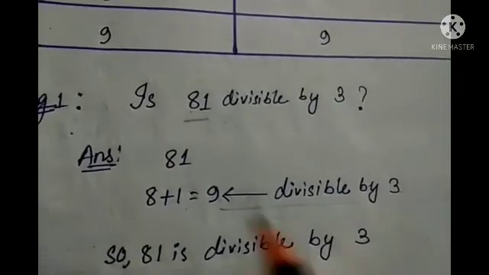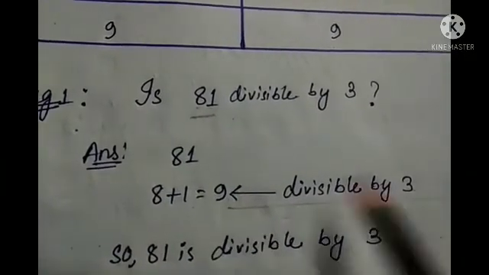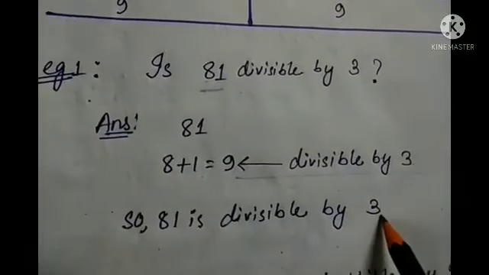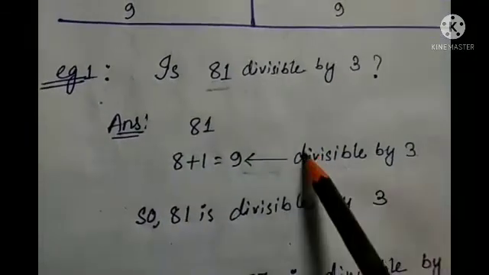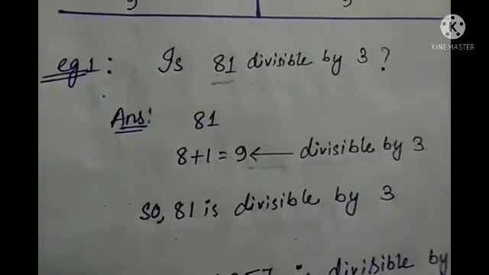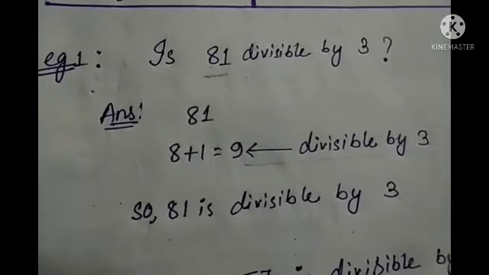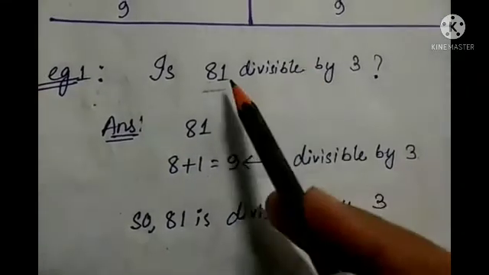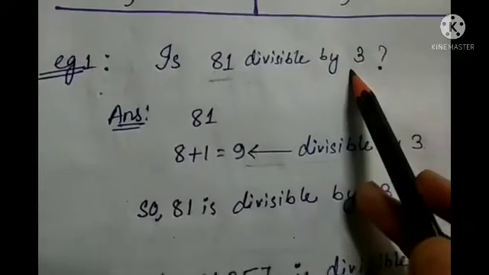3 threes are 9. So yes, 9 is divisible by 3. So that is why 81 is divisible by 3. Got it, students? This is the divisibility rule, where you are not actually dividing the number, but applying the rules, you can tell whether the number is divisible by that particular number or not.